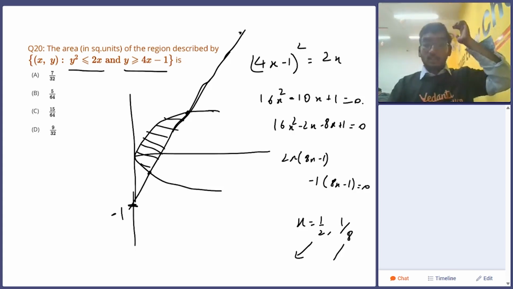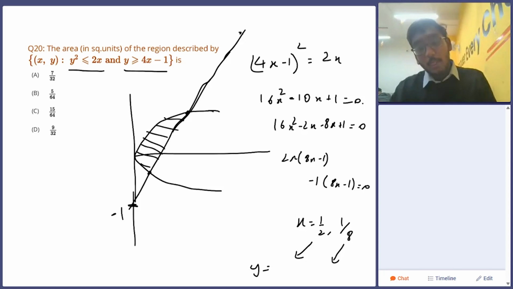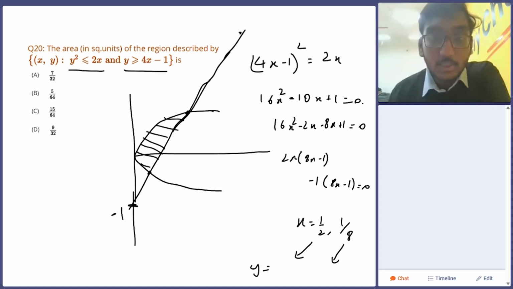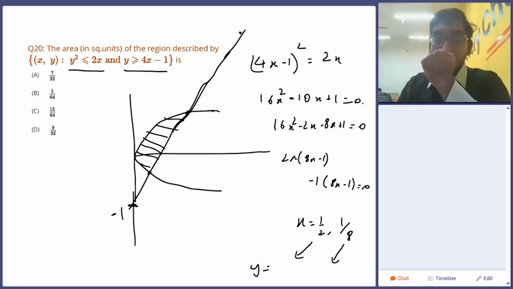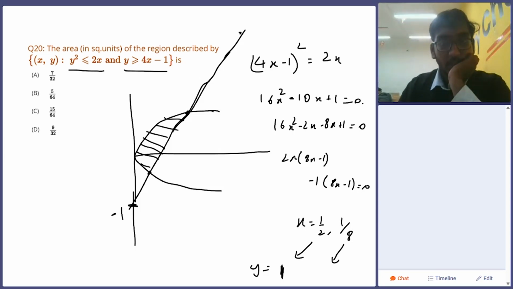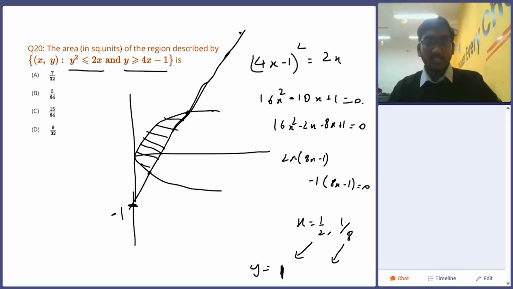So consequently, what will be the value of y? When x is half, what will be y? Just use this straight line equation. It will be 4 by 2 minus 1. That is 1. Right. Y will be 1. Correct? Yes. Because when x is half, 4x will be what? 4 upon 2, that is 2. 2 minus 1 will be 1.